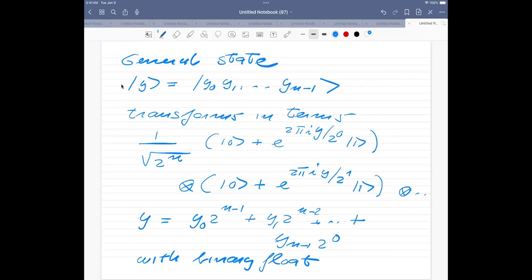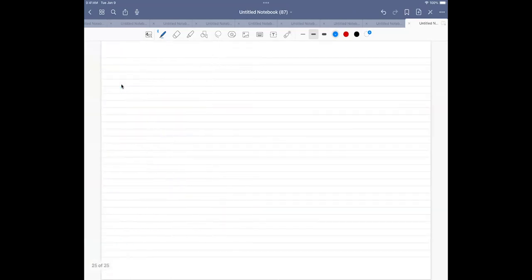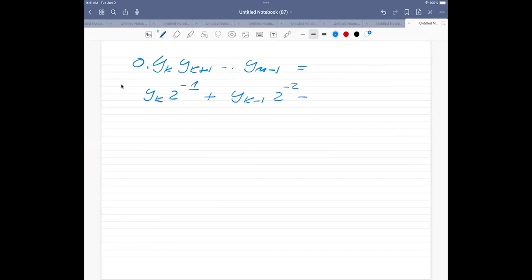Then what will you have with a binary float? You would simply represent a state like this. If you have y of k plus 1 up to some y of n minus 1, that will be written as y of k multiplied with 2 to the minus 1. So this is the corresponding representation you have for a float in a binary representation. And then I have 2 to the power of minus n minus k. So this would be a general state.